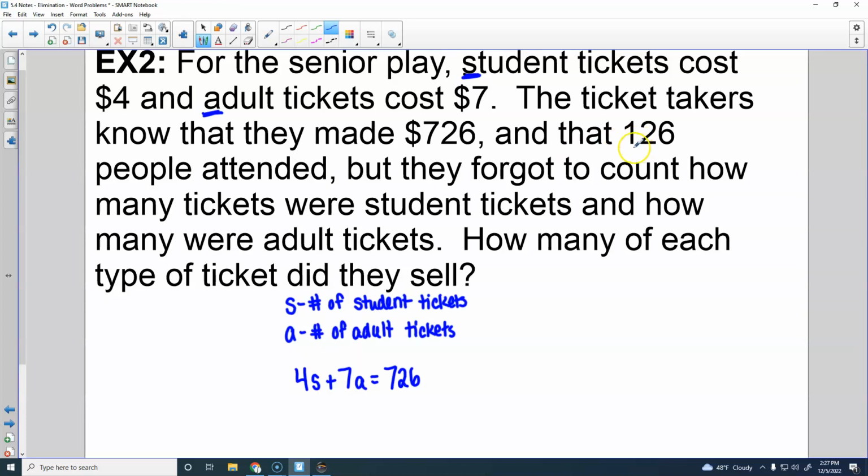Now, the 126 people, when they count the 126 people, does it matter whether they're children or adults? Or are they counting them any differently? No. One of them doesn't count more than the other, right? So if we want to know the total number of people, $4 and $7 is not involved here, right? S is our number of student tickets. So we would say S, that's the number of students that are there, plus A, that's our number of adults. So students plus adults should give us the total, right? So we should just have S plus A equals the total, which is 126.